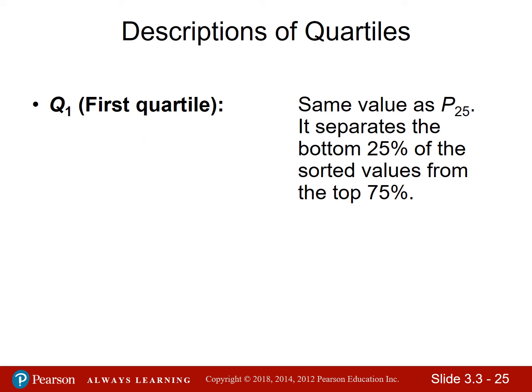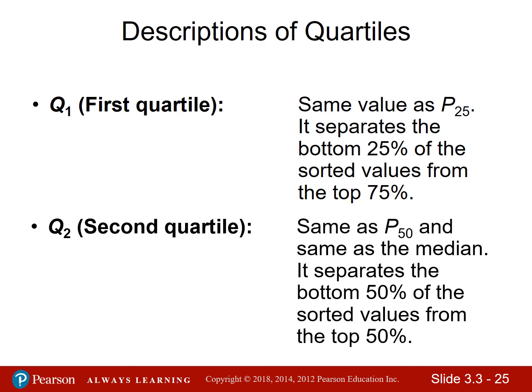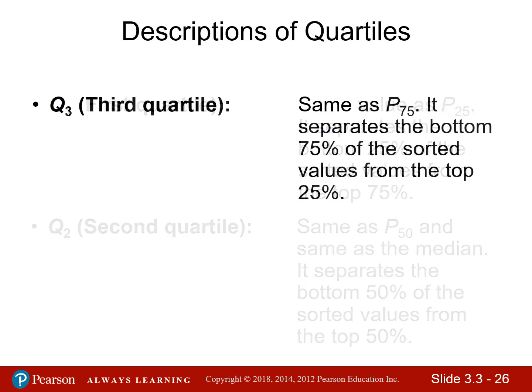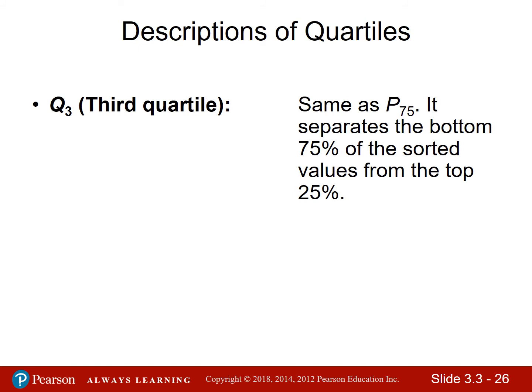Q1 is the first quartile, the same thing as P25. It separates the bottom 25% of the sorted data values from the top 75%. The second quartile is the same thing as P50. It's also called the median. It separates the bottom 50% of the sorted values from the top 50%. The third quartile is P75 because we're going by 25%. It separates the bottom 75% of the sorted values from the top 25%.